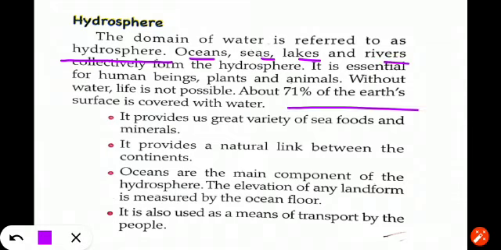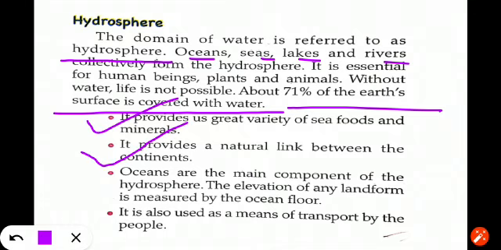About 71% of Earth's surface is covered with water. It provides us great variety of seafoods and minerals. It provides a natural link between the continents. Oceans are the main component of the hydrosphere. It is also used as a means of transport by the people. These are the major domains of the Earth.